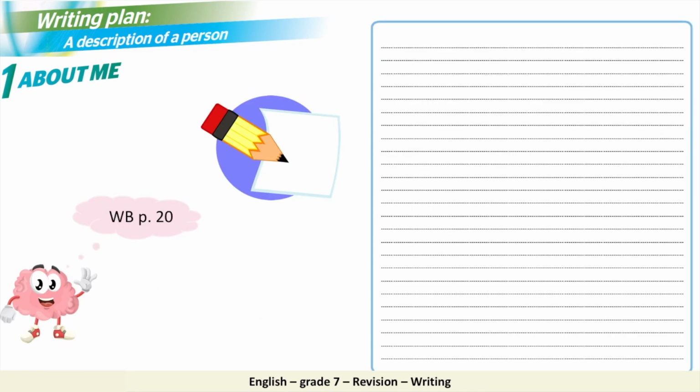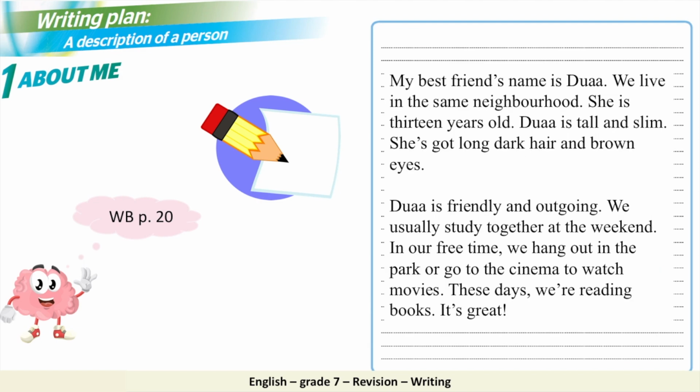After you brainstorm ideas, use all those ideas from the writing plan to complete your writing. Let's read this example. My best friend's name is Dua. We live in the same neighborhood. She is 13 years old. Dua is tall and slim. She's got long dark hair and brown eyes. Dua is friendly and outgoing. We usually study together at the weekend. In our free time, we hang out in the park or go to the cinema to watch movies. These days, we're reading books. It's great.